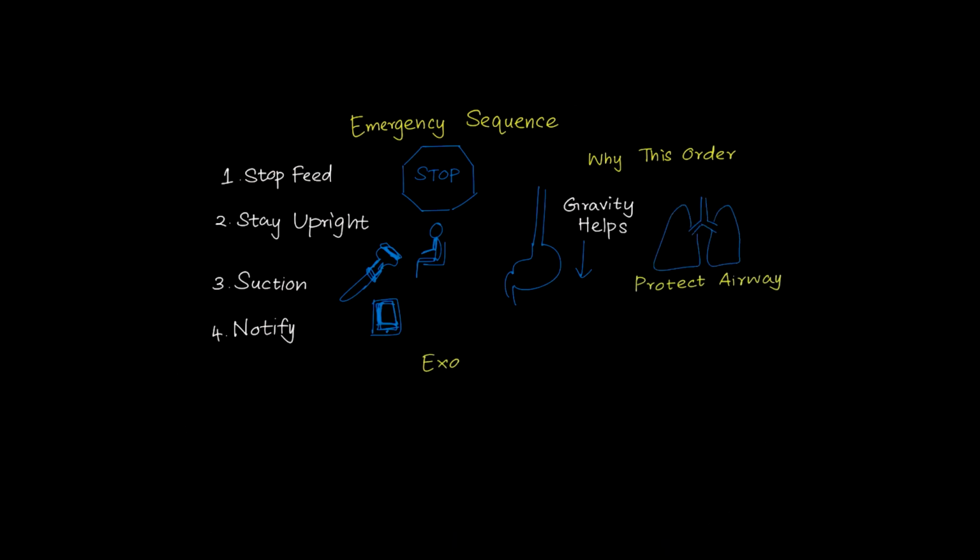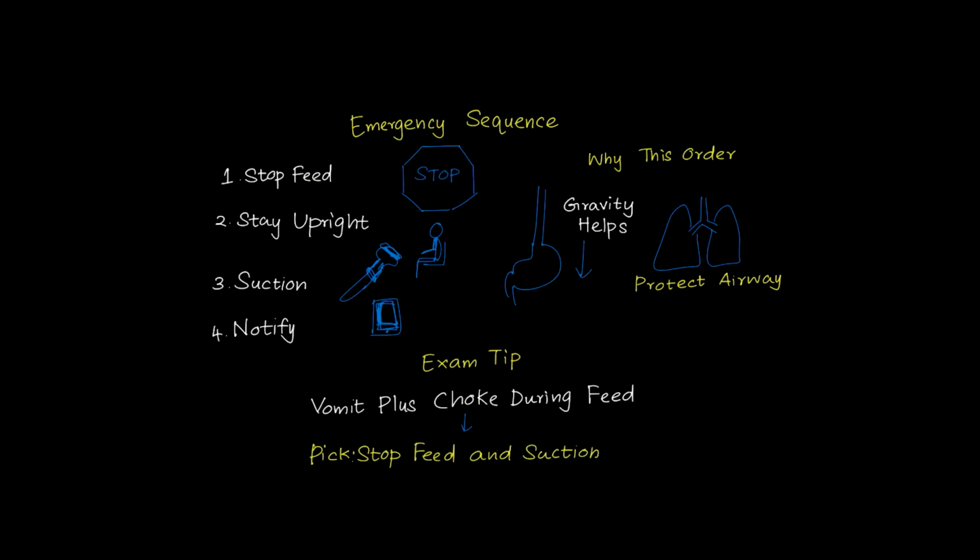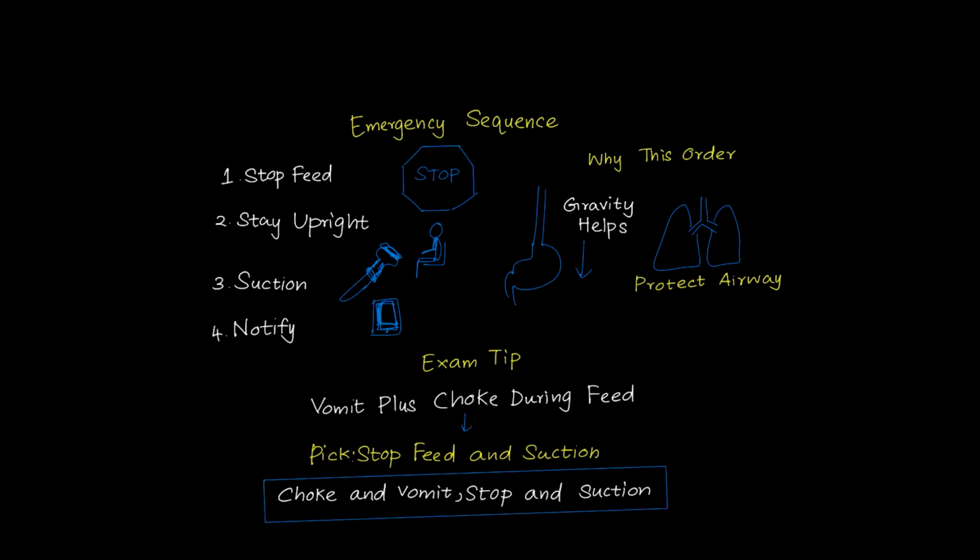Continuing the feed during active vomiting forces more material toward a compromised airway, which is the exact opposite of safe practice. Lowering the head of the bed lets gastric contents travel even more easily toward the lungs, worsening the aspiration risk. Removing the tube during active vomiting skips the urgent airway steps and wastes precious time. Stop, suction, call. Here's a D439 OA exam tip for you. When the stem mentions vomiting and choking together, always pick the option that stops the feed and suctions. Quick recall hook. Choke and vomit, stop and suction.